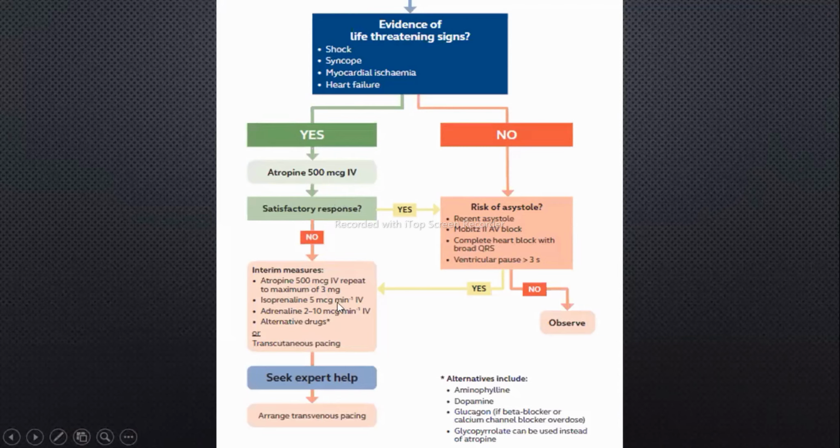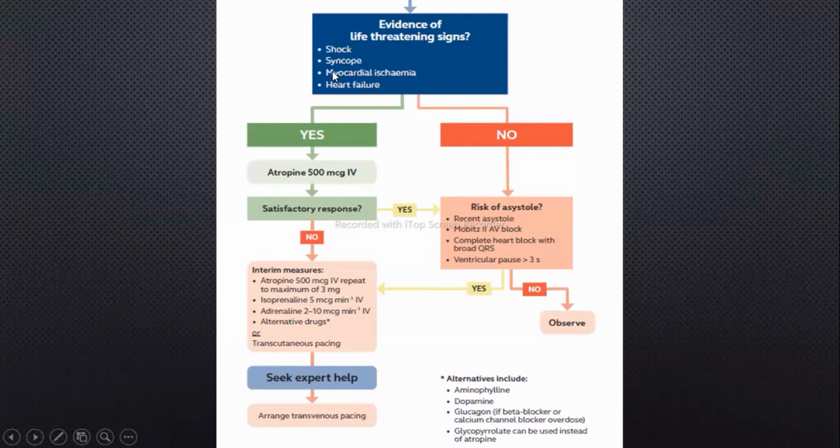If not responding, isoprenaline 5 microgram per minute, or adrenaline 2 to 10 microgram per minute, or alternative drugs. So alternative drugs here, sometimes it depends on the situation. For example, the patient is taking beta blocker, or they give you any clue in the scenario that the patient has overdose of beta blocker, or he has hypertension and he is taking, for example, labetalol or Inderal. So you will understand that it's a beta blocker overdose.